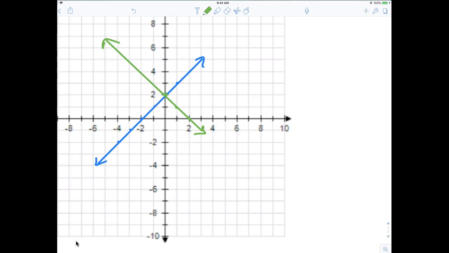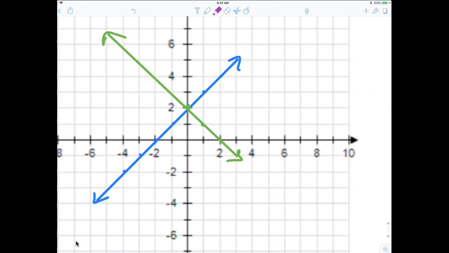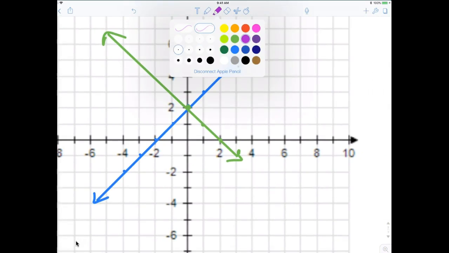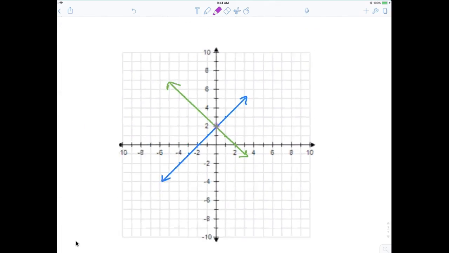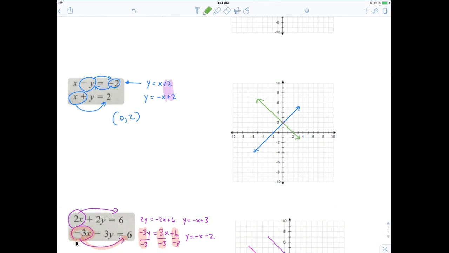And now what you're looking at is, let's find the point of intersection. All right, and of course the point of intersection is right there. So we would say the answer to this system of equations is what? 0, 2. Very easy. Is everybody okay with that? Any issues?